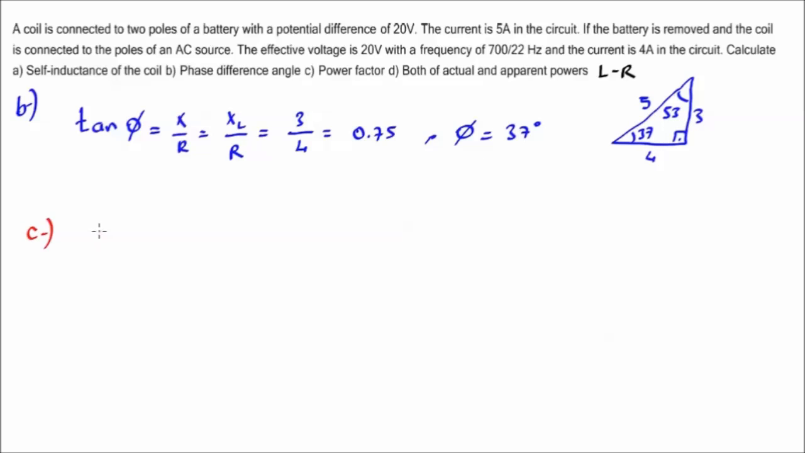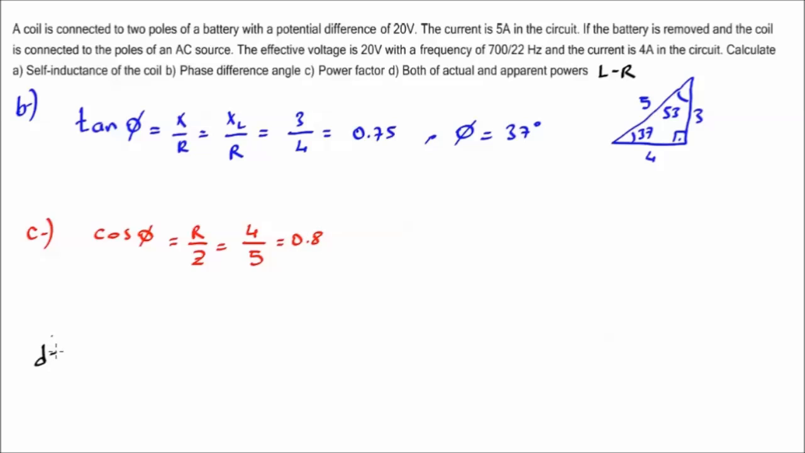C says power factor. Power factor means cosine phi. Cosine phi equals R over Z. R is equal to 4, Z is equal to 5, it's going to be 0.8.